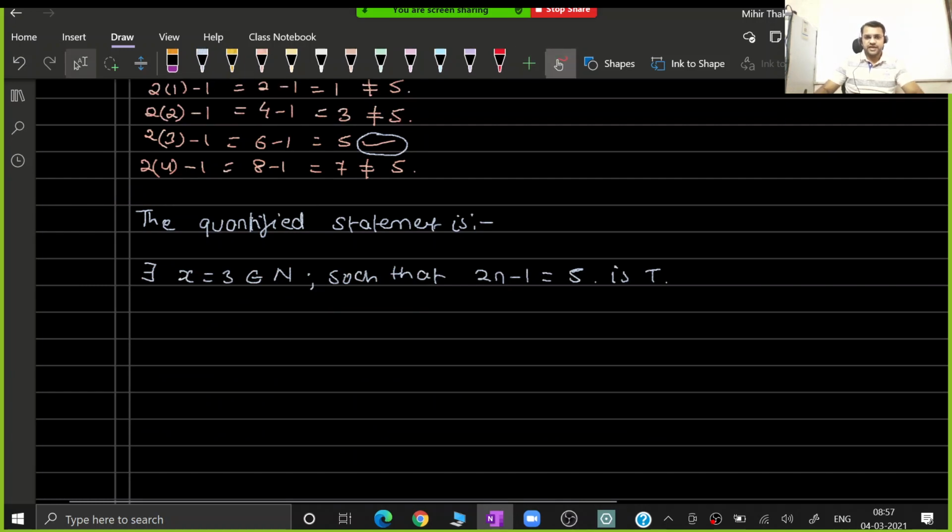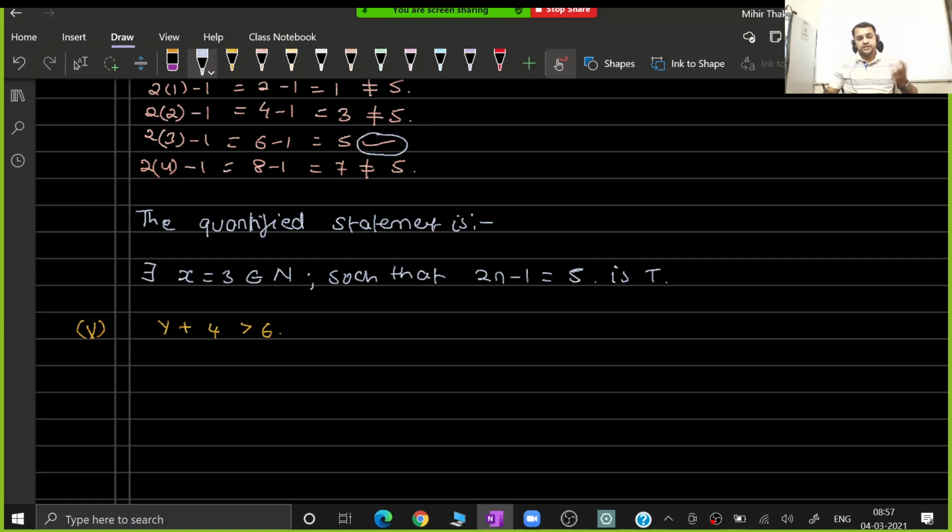The fifth one that we have over here is y plus 4 greater than 6. Again, over here also we have to check all the natural numbers, but it is very clear by looking at the statement that all the natural numbers will definitely not have a total greater than 6. There are some natural numbers which will have a total lesser than 6. So we just have to show that there are a few which have a total greater than 6, and the remaining will have a total lesser than 6. So let us show it.